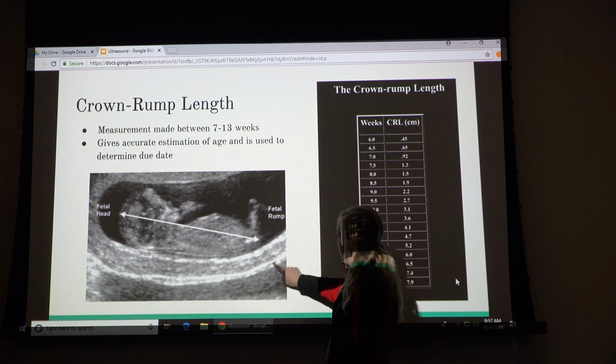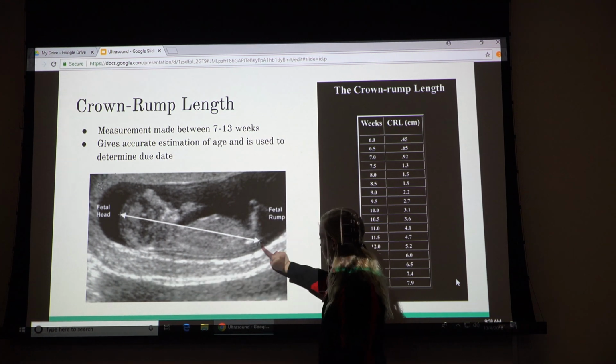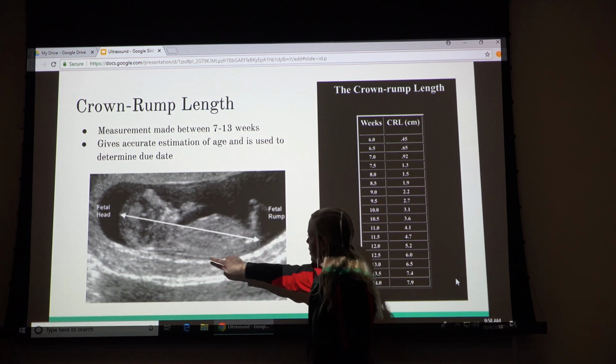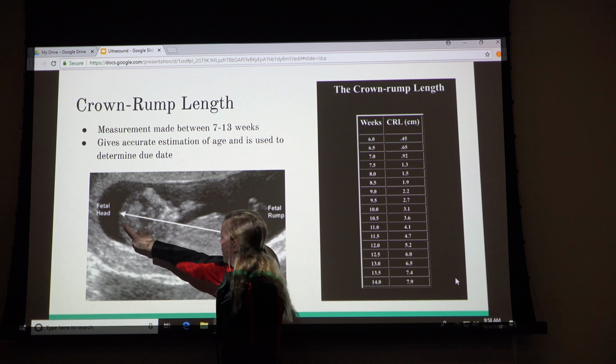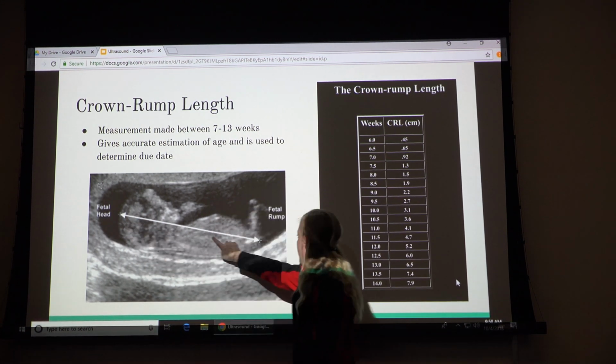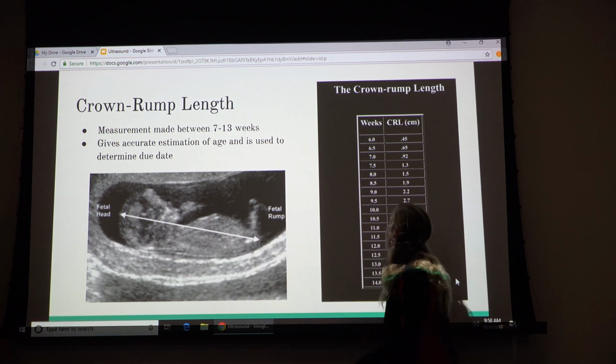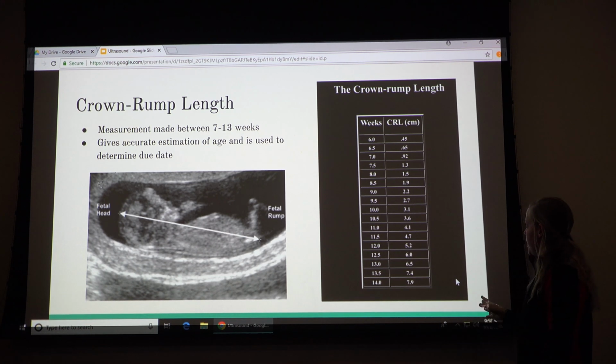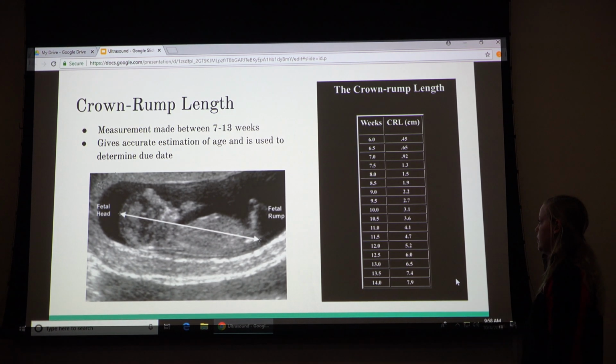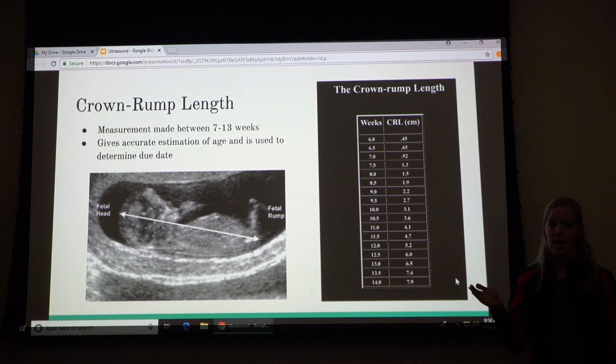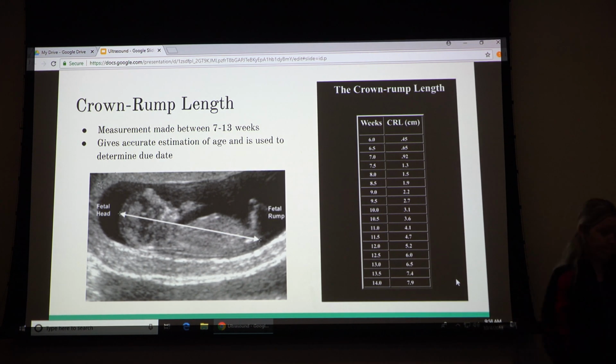So again, we have the outline of the uterus, and then the outline of the gestational sac with the fetus in the middle. And this measurement starts at the top of the fetal head and goes all the way to the fetal rump. And so if the fetus was 2.7 centimeters, the doctor would say that the mother is 9.5 weeks along. So they would add 30.5 weeks to that and then give the mother her due date.